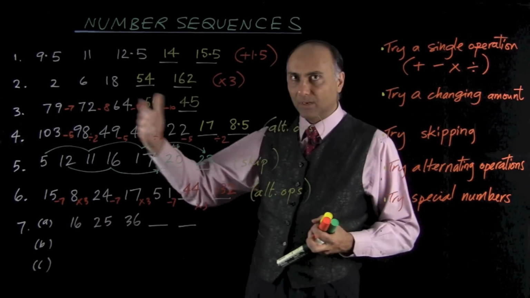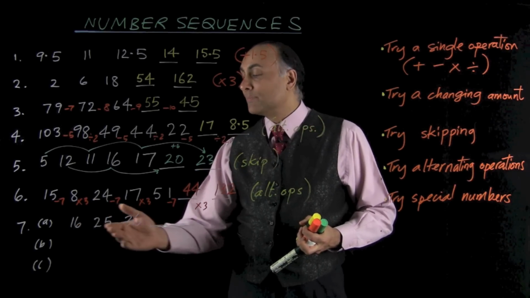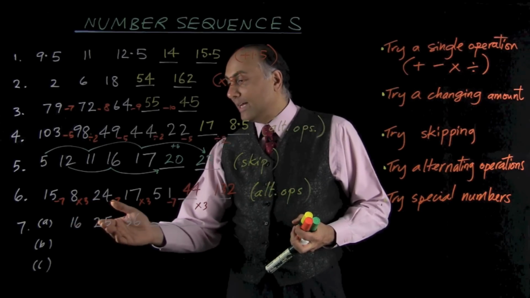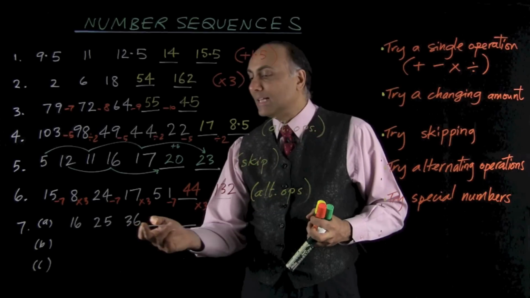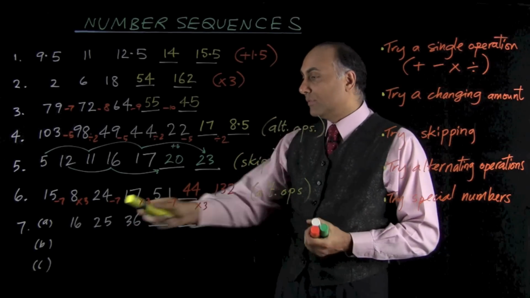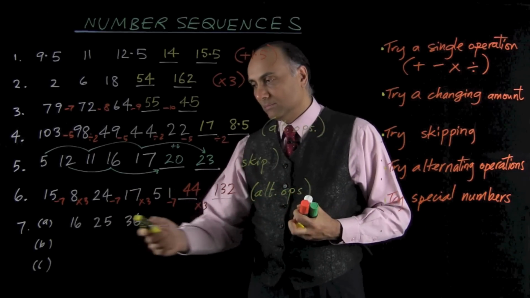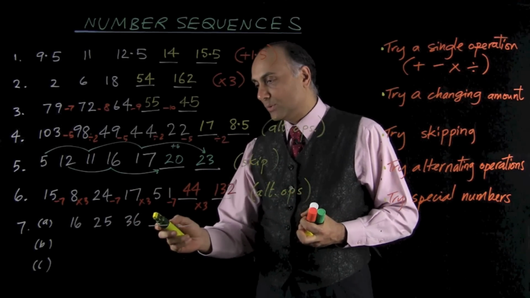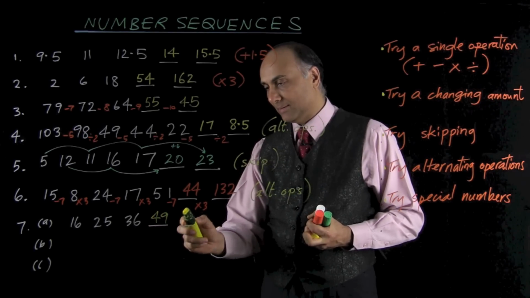Consecutive means occurring one after the other. So we haven't missed any square numbers in this sequence. So 16 is 4 squared, 25 is 5 squared, 36 is 6 squared, and therefore this should be 7 squared and 8 squared. So solving this sequence, we could have done it by adding, but it's better to recognize them as square numbers. So this is 7 squared, and this is 8 squared.